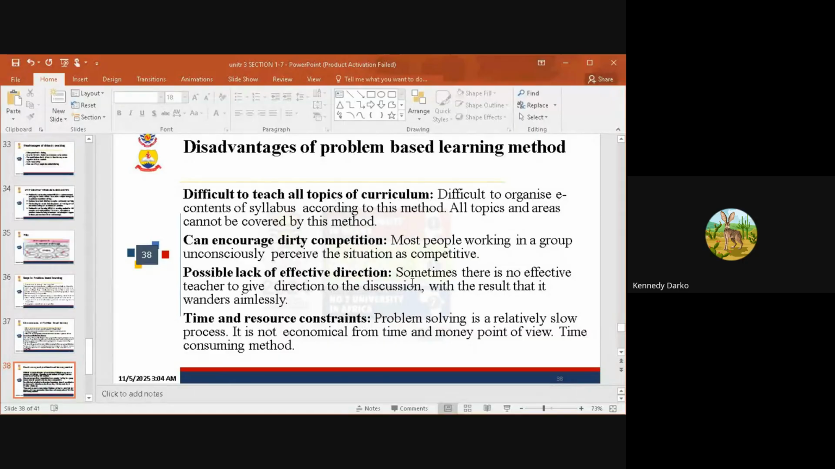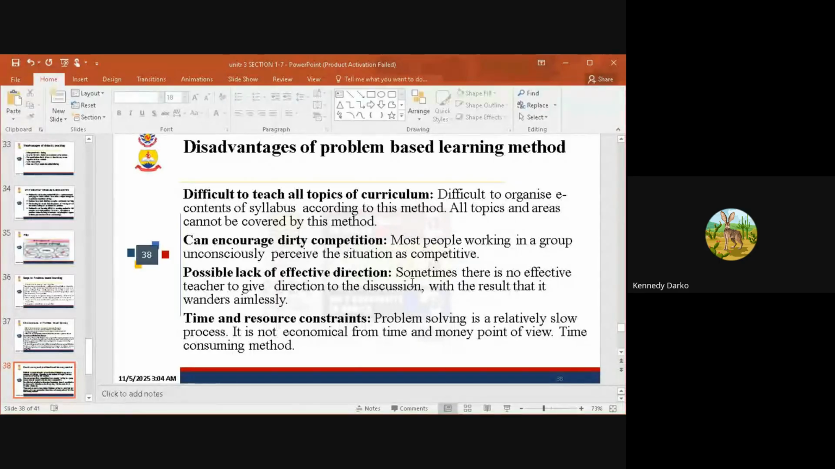It can encourage dirty competition. Most people working in a group unconsciously perceive the situation as what? Competitive. Yes, problem-based. Oh, let me do mine. Oh, I want mine to be better. That kind of thing.